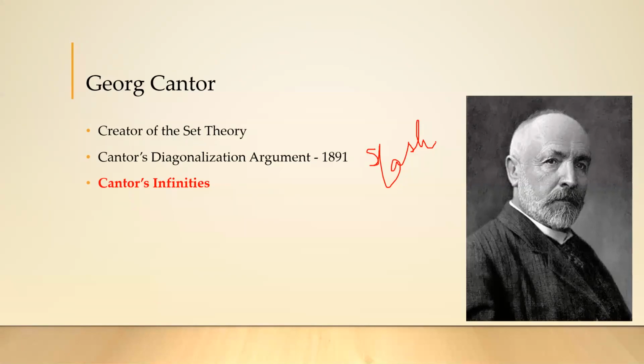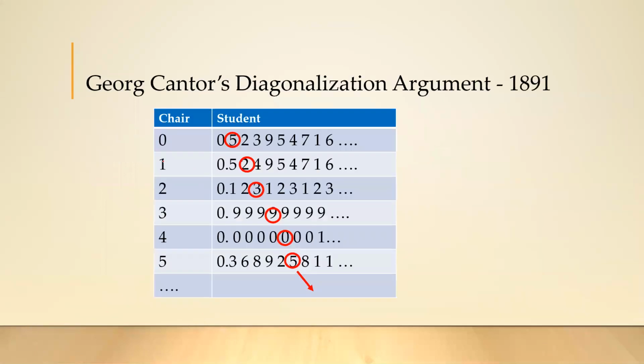So anyway, Georg Cantor came up with something called Cantor's infinities, where he tried to prove that R is uncountable. So let's see how this great mathematician did it. As you all know, we have a chair, we have a student, and we have all these numbers. Now, in the diagonalization argument, what Georg Cantor did is he took diagonals. He took the diagonal of the number.